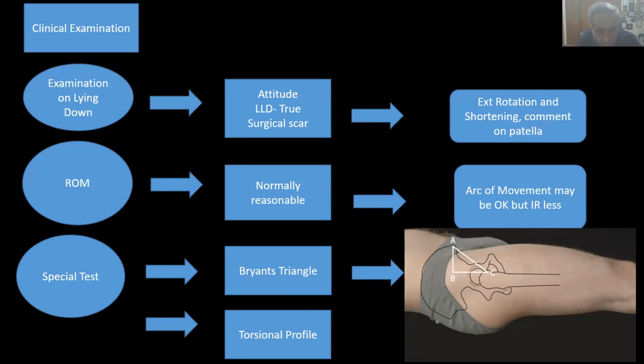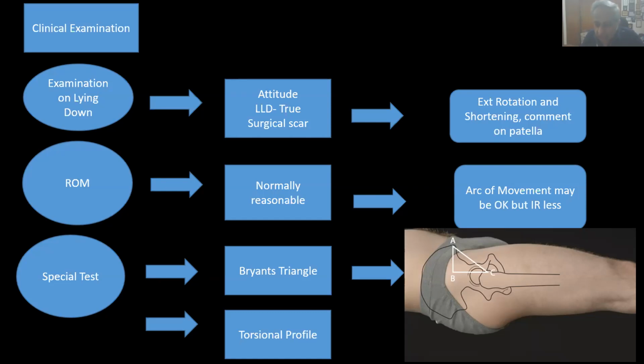Normally the range of movement is reasonable, provided that he's not gone to a non-union. But the arc of movement can actually be different because of the external rotation; the internal rotation can be either not there or very much reduced. But the amount of external rotation will almost maintain the arc of the movement. When you come to do a special test, the Bryant's triangle, which is going to show you the shortening, is going to be altered because the equilateral triangle will not be formed.